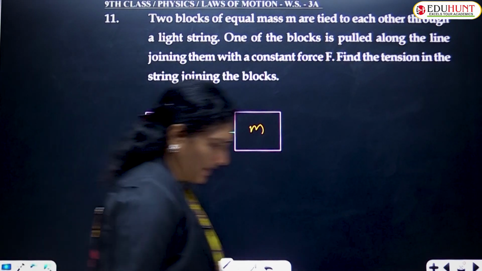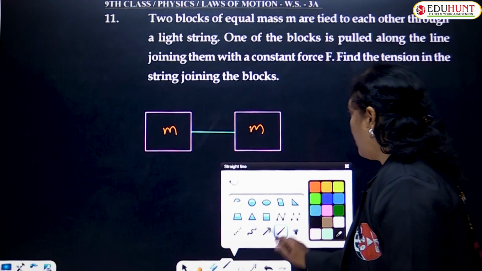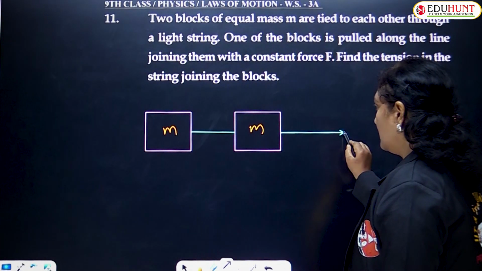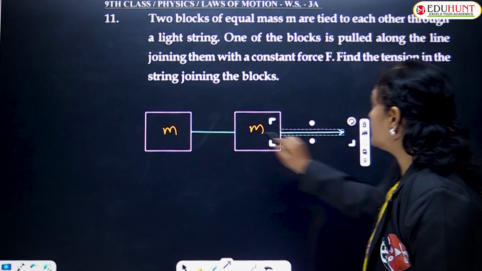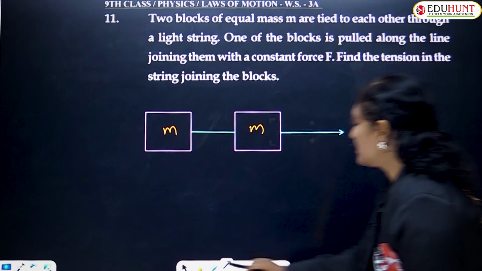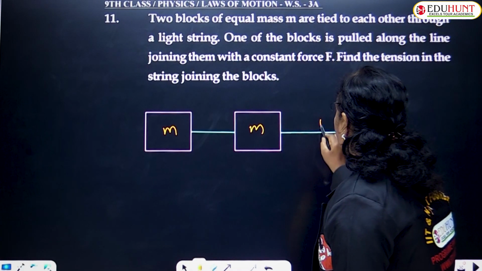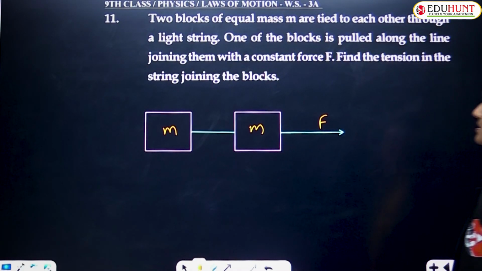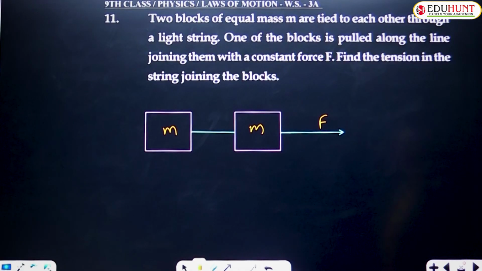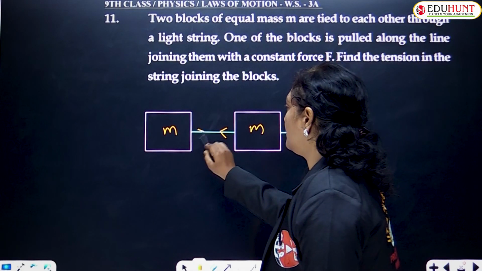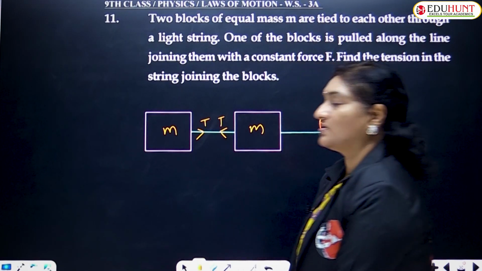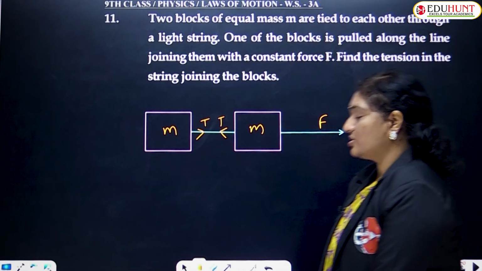One of the blocks is pulled along the line joining them with a constant force. Either one you can imagine. So what else was given? One of the blocks is pulled along the line, this is the line joining them, with a constant force. How much force is it pulled with? It is pulled with some constant force F. Find the tension in the string joining the blocks. So in this string, some tension must be acting. You are asked to find the tension in the string.